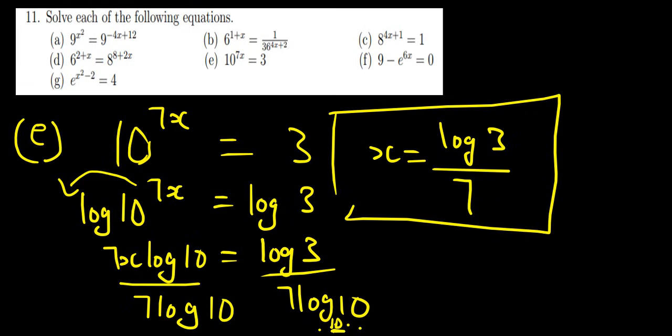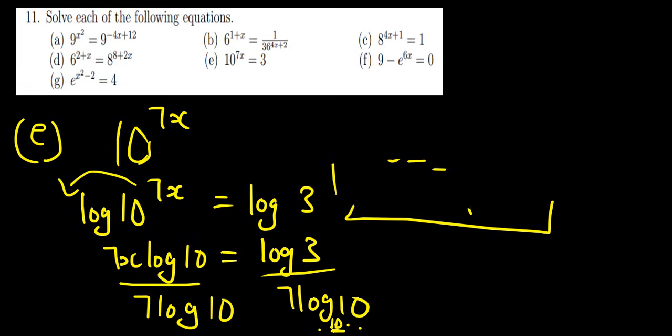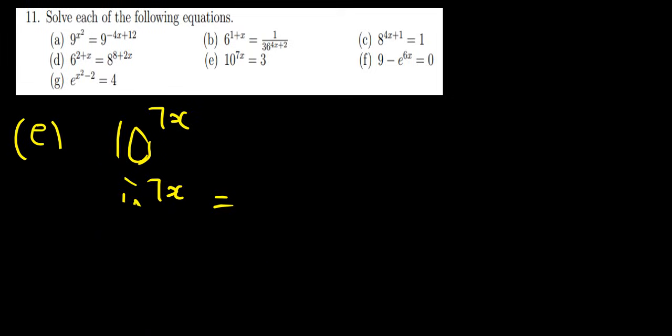Let's look at F. In F, we have 9 minus e to the power 6x is equal to 0. We notice in this question we have a natural log. So when we introduce a logarithmic function, we have to introduce the ln. So I'm going to say this is the same as 9 is equal to e to the power 6x. Let's introduce ln on this side and that side.